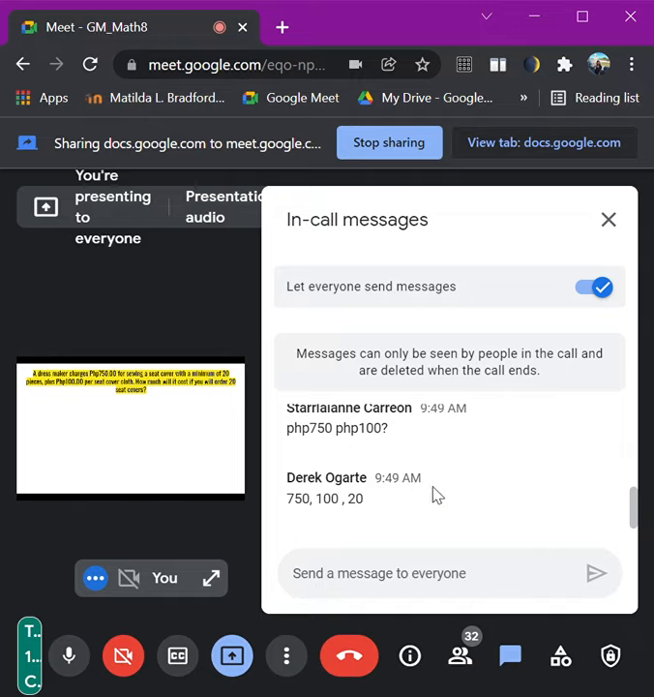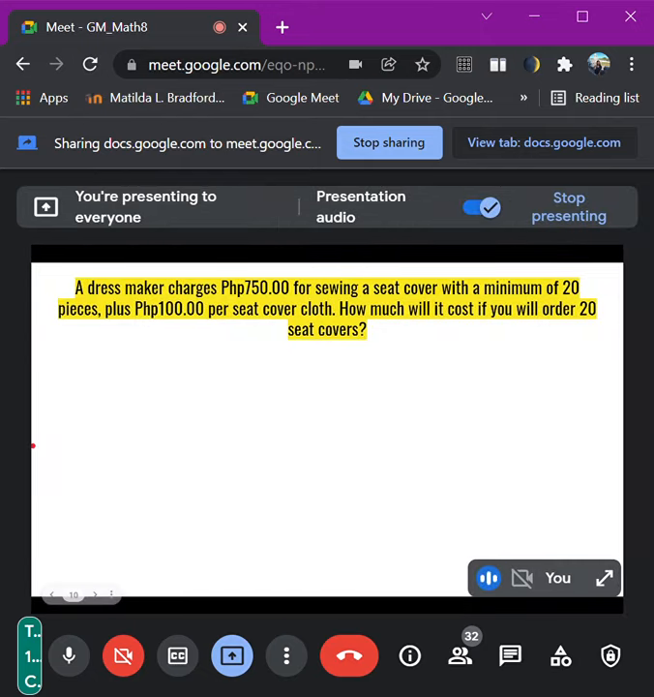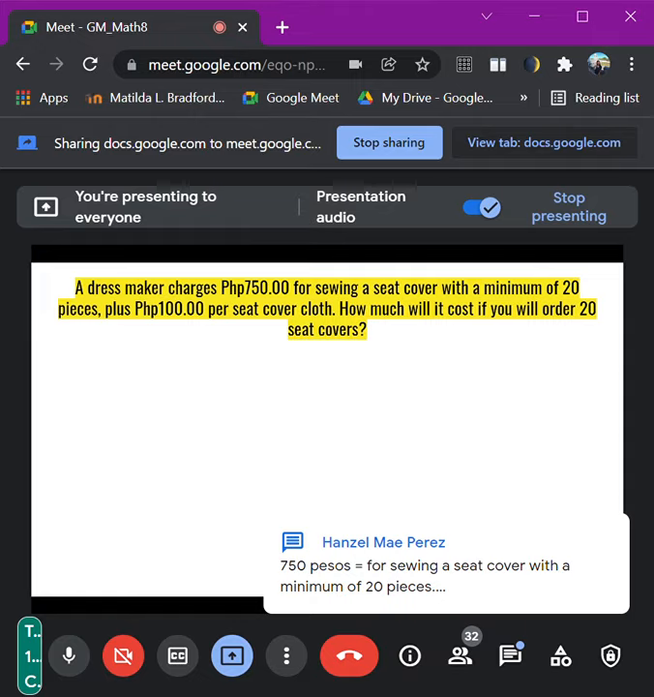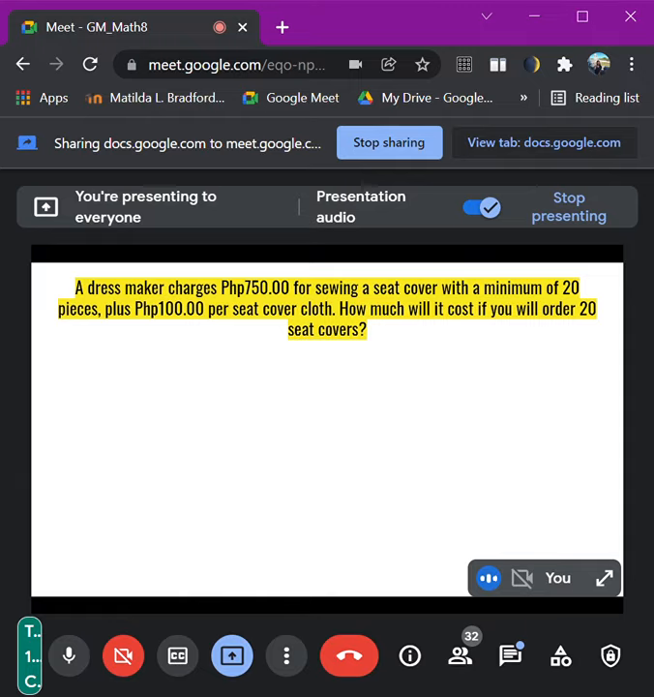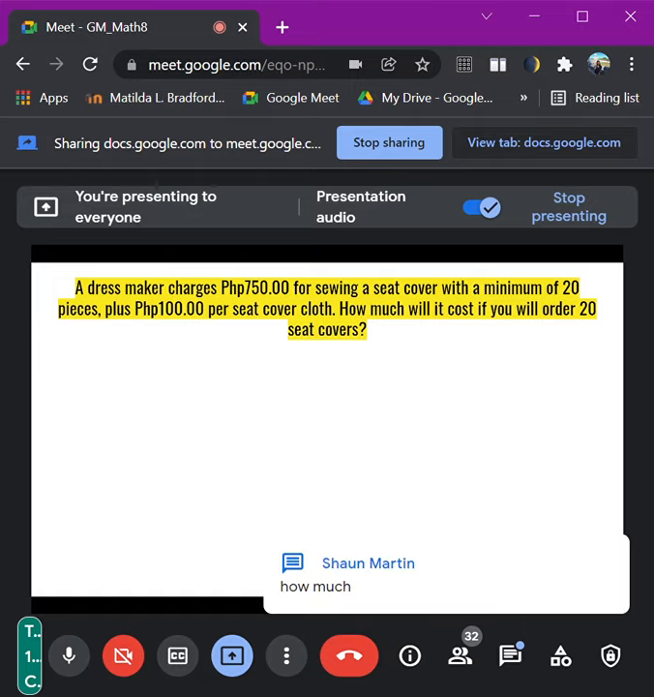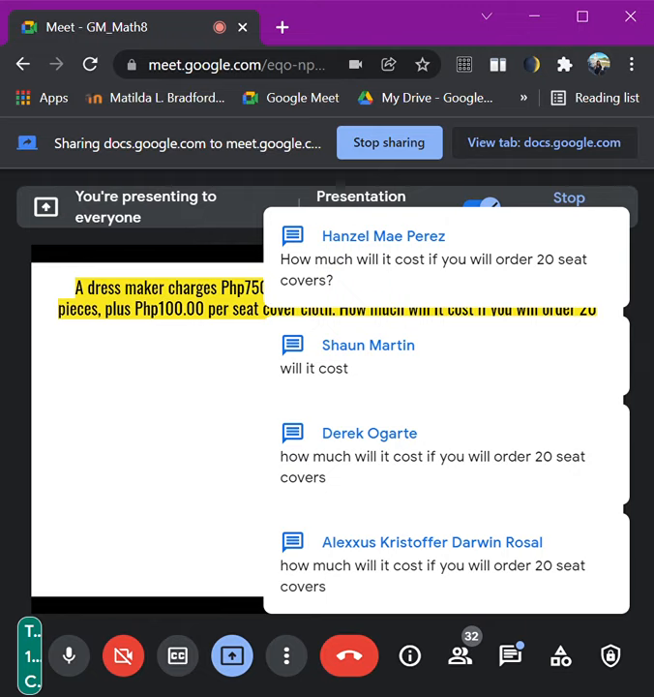Okay, very good. Same as what I have told you a while ago, dili lang ta magbutag 750, 100, 20, that's how we need to identify unsa na sila. So, ang 750 is sewing seat cover with minimum of 20 pieces, and you have 100 per seat cover cloth. And then, unsa may gi-ask sa tong problem? What is asked in our problem? Makita ra ninyo kung unsay question. So, you have: how much will it cost if you will order 20 seat covers.